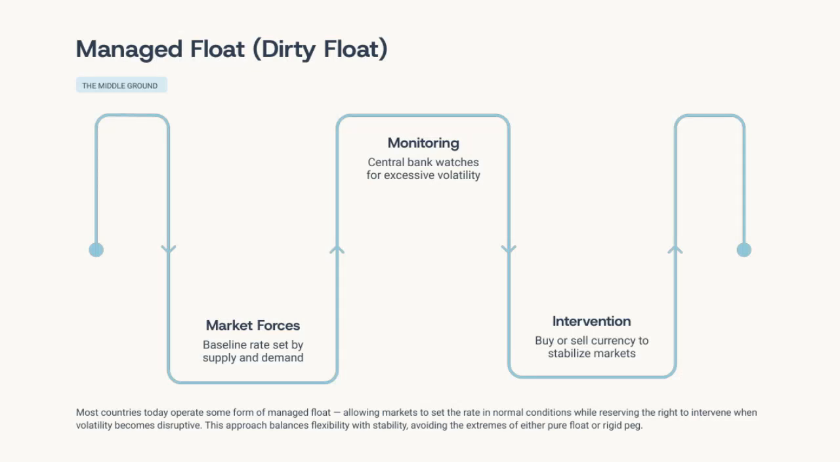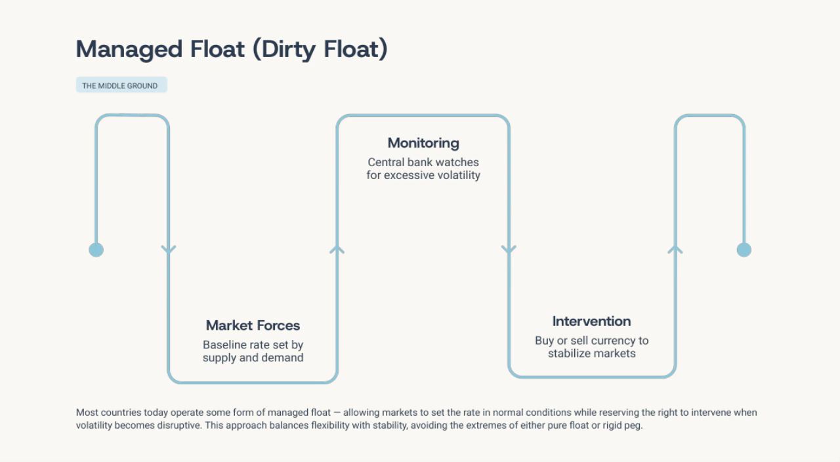Most countries today operate what's called a managed float, or sometimes a dirty float. This means that, under normal conditions, the market determines the exchange rate based on supply and demand. However, the central bank keeps a close eye on the currency and steps in when things get too volatile. If the currency starts to fluctuate wildly, and that volatility could cause economic problems, the central bank may buy or sell currencies to stabilize the market.